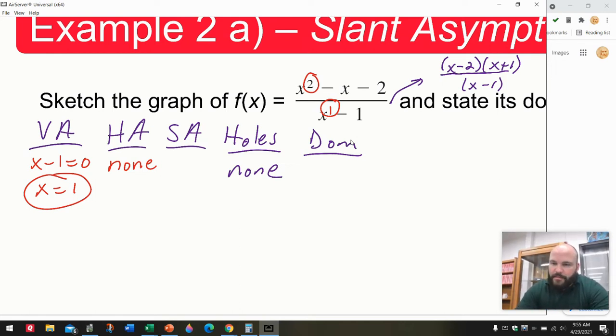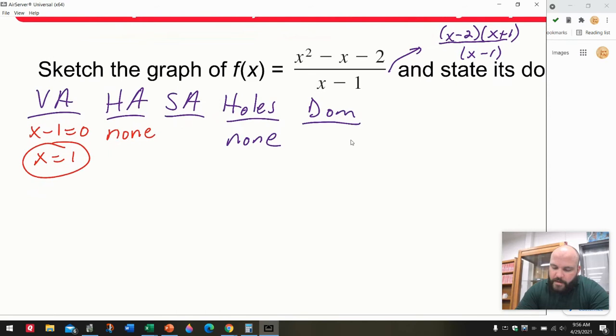And again, slant asymptotes happen when the numerator is exactly 1 bigger than the denominator. So we need to go ahead and figure out what that slant asymptote is. And the way that we do that is we simply do this division right here. So we're going to divide x squared minus x minus 2 by x minus 1. Now this is going to require us to do long division, so we'll do x squared minus x minus 2 and divide it by x minus 1.